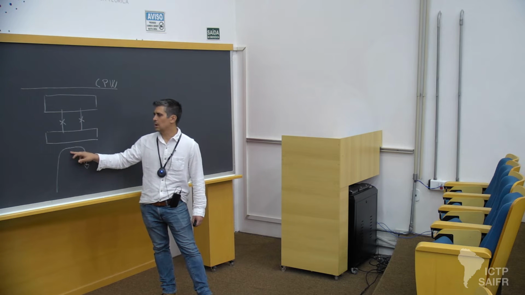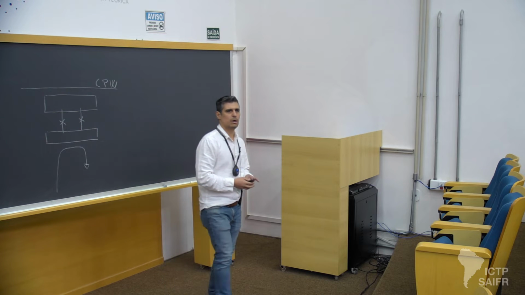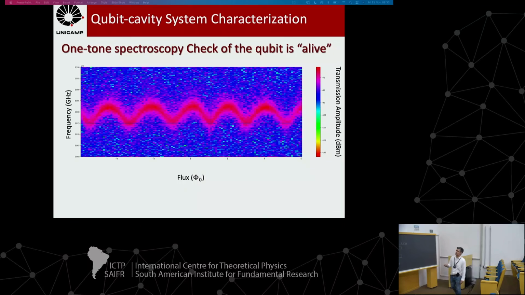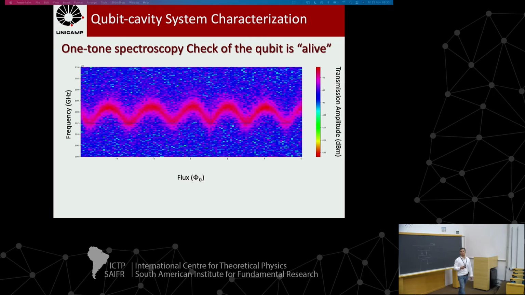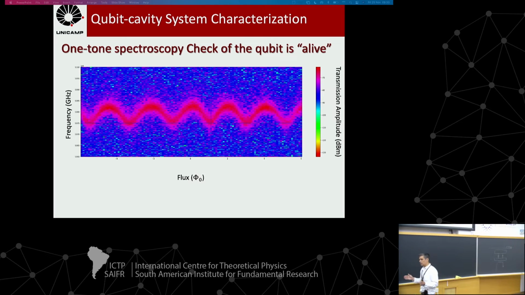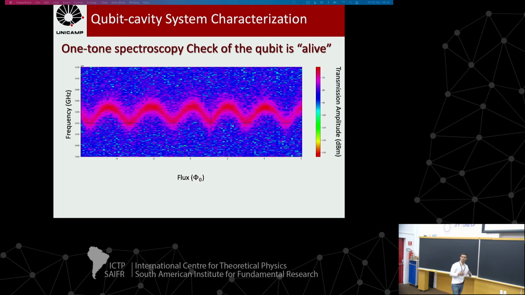When I have current passing here, I can induce a magnetic field, and I can modify the energy of the qubit. Okay? And we change this flux passing to the qubit and measure the frequency of the cavity to see how the cavity changes when it changes the energy of the qubit. When I bring the qubit near the cavity, I will have a larger shift of the frequency of the cavity. When I bring the qubit far away from the cavity, it will not feel the qubit so much.